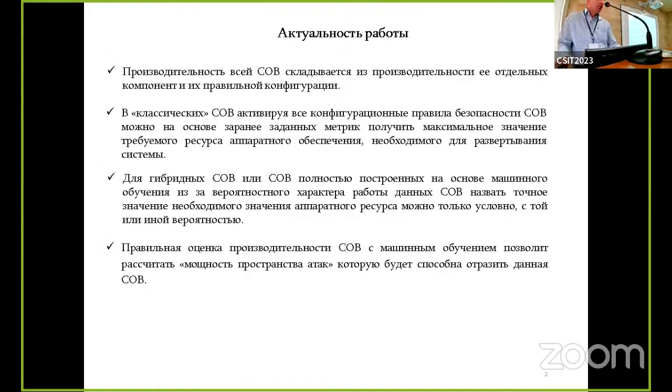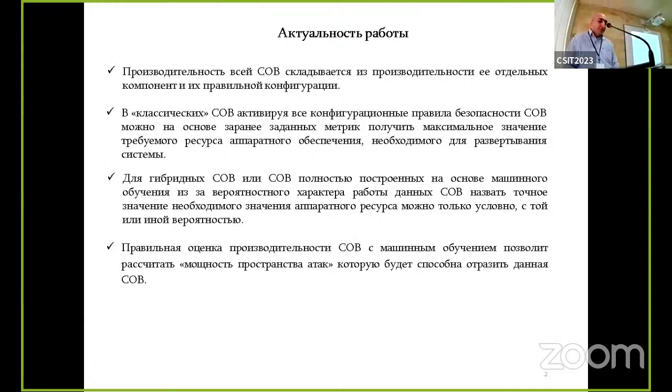Для гибридных СОВ или СОВ, построенных полностью на основе машинного обучения, из-за их вероятностного характера работы назвать точное значение потребляемого ресурса довольно затруднительно. Можно только условно, подчеркиваю, с той или иной вероятностью сказать, сколько аппаратного ресурса нам необходимо.